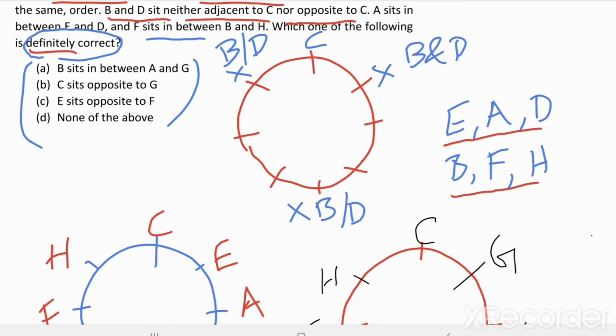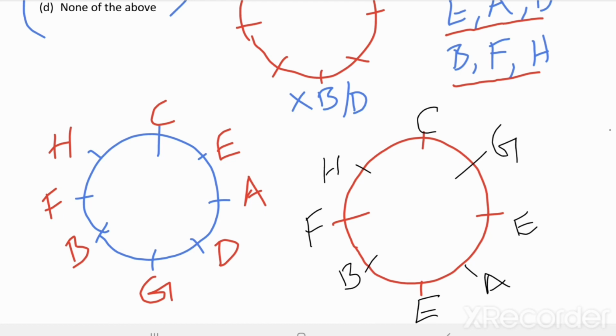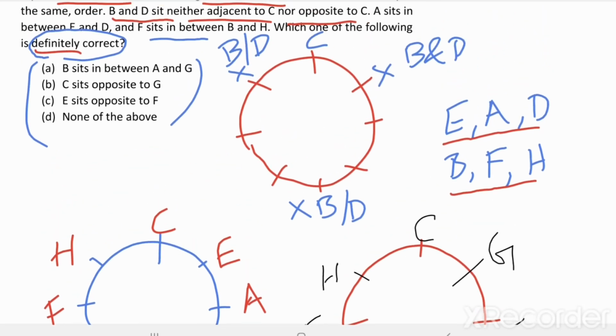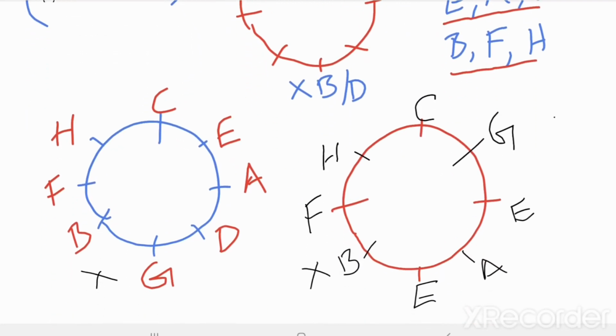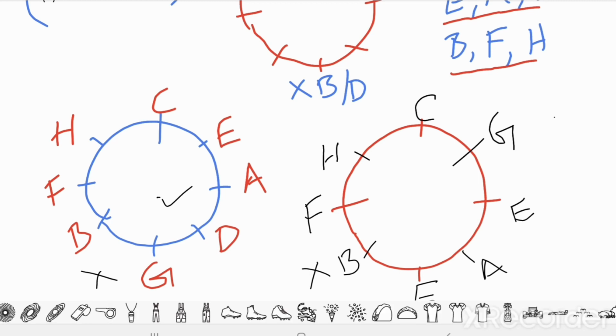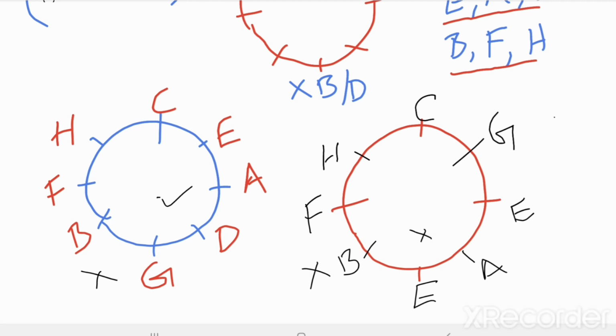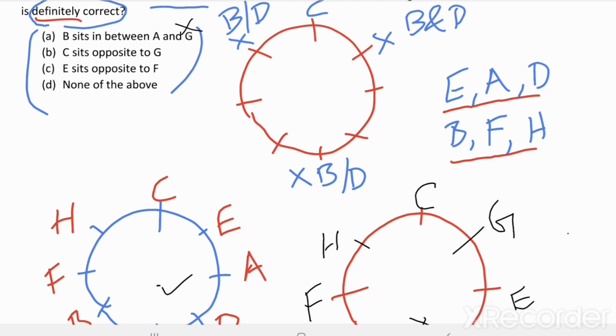Now see the statements here. B sits in between A and G. In both these figures, B is not sitting in between A and G. Therefore, the first statement is not correct. C sits opposite to G. In the first figure, C is sitting opposite to G, but in the second figure, C is sitting opposite to E. Therefore, C sits opposite to G is not definitely correct.